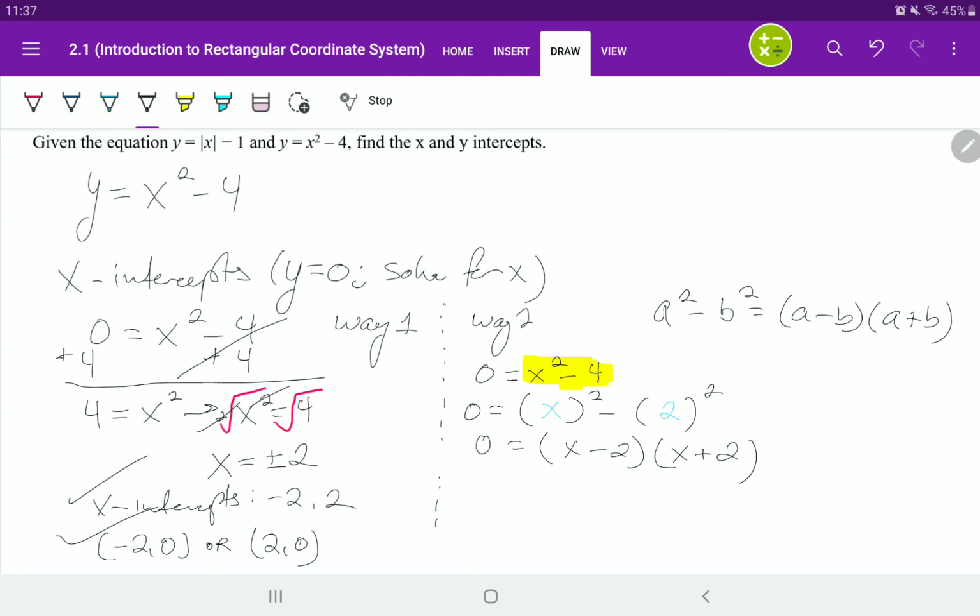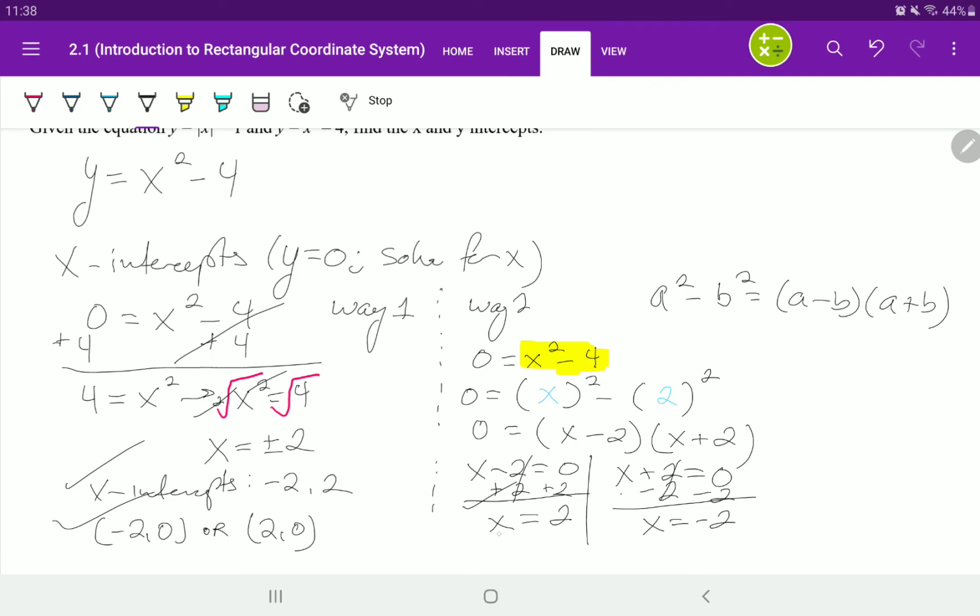And then I can use the zero product property by setting each piece equal to 0 and solving for x. X minus 2 equals 0. X plus 2 equals 0. For the first one, we can add 2 to both sides. X equals 2. That's one solution. I subtract 2 from both sides in the second equation. X equals -2. And once again, those are my x-intercepts. They mirror each other. X equals 2, x equals -2. As coordinates, that will be (2, 0) and (-2, 0).